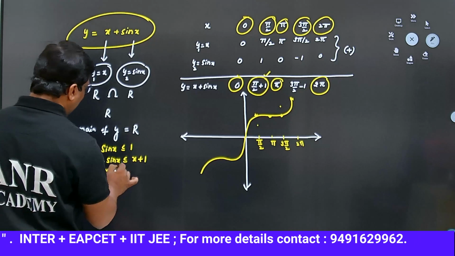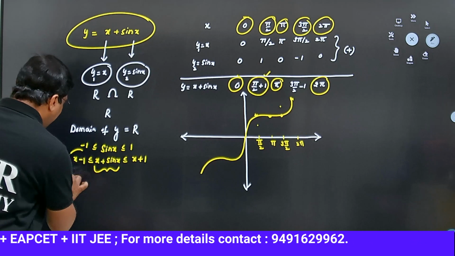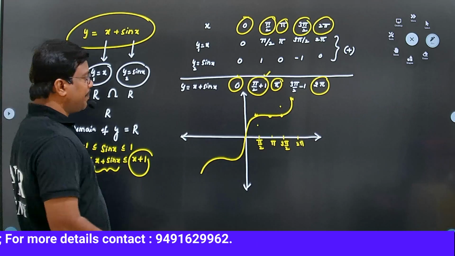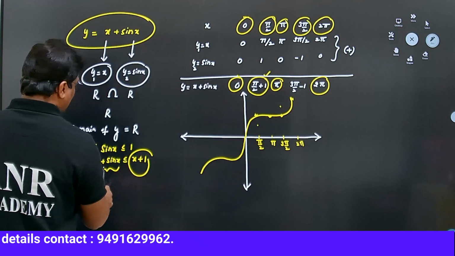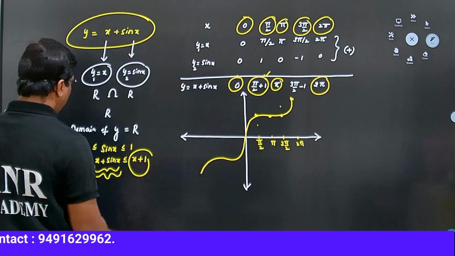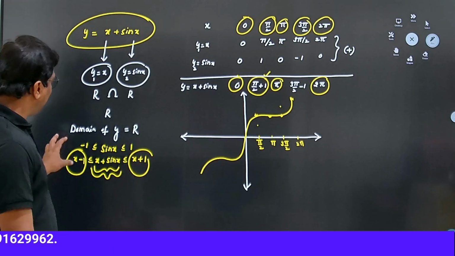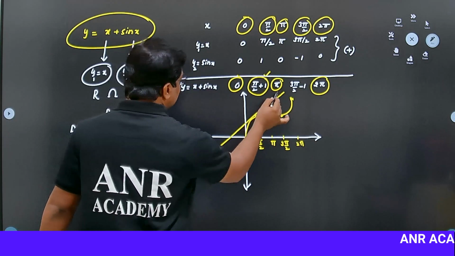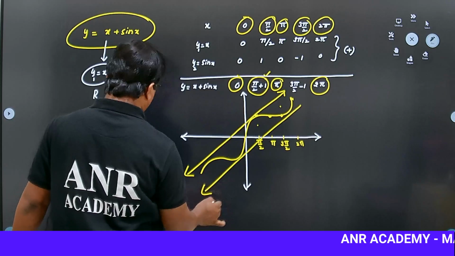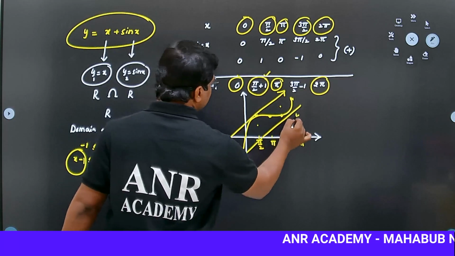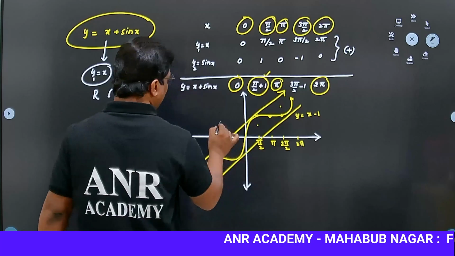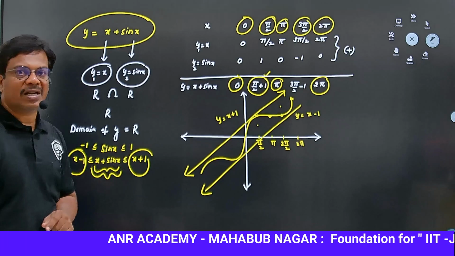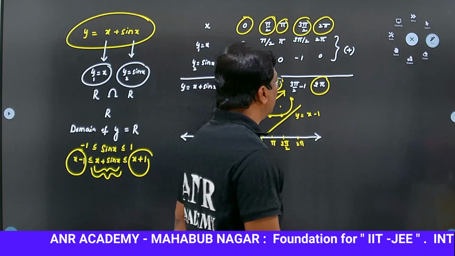So the graph of y equal to x plus sin x lies between two straight lines, y equal to x minus 1 and y equal to x plus 1. Clearly the graph of x plus sin x, if you observe, lies between x minus 1 and x plus 1. Yes, here it is one straight line and here it is another straight line. This is y equal to x minus 1 and this is y equal to x plus 1. Yes, this is the graph of y equal to x plus sin x. Let us move to another graph.